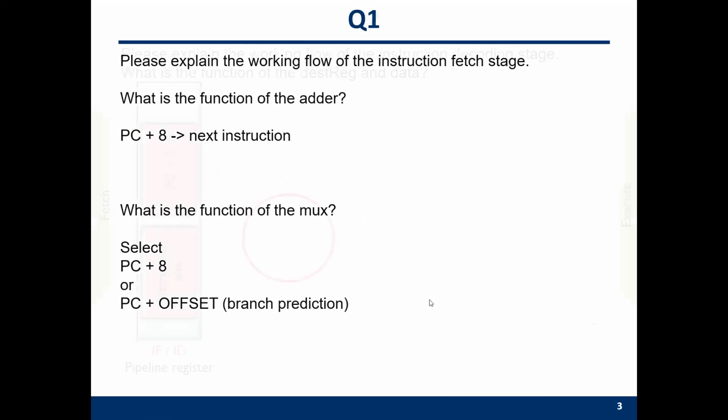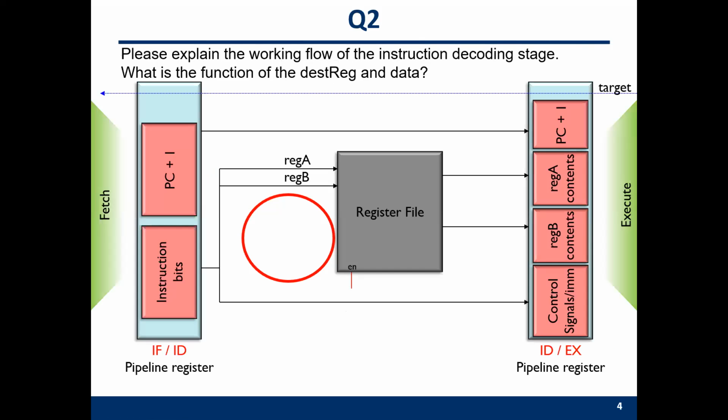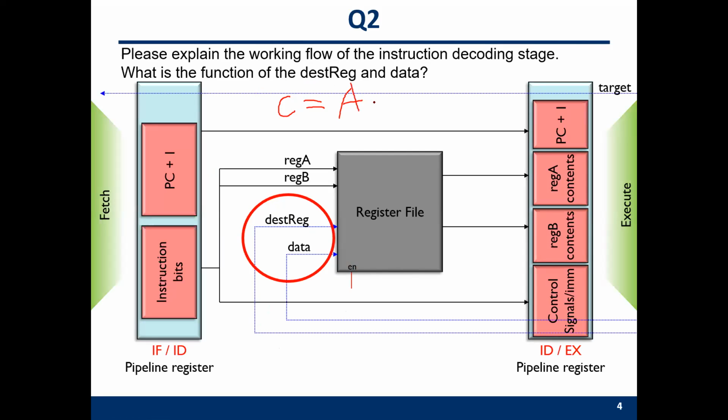About the review, the second question. The second question is about the destination register and the data. What's the function of these two? Assume that you want to calculate this equation, this arithmetic operation.